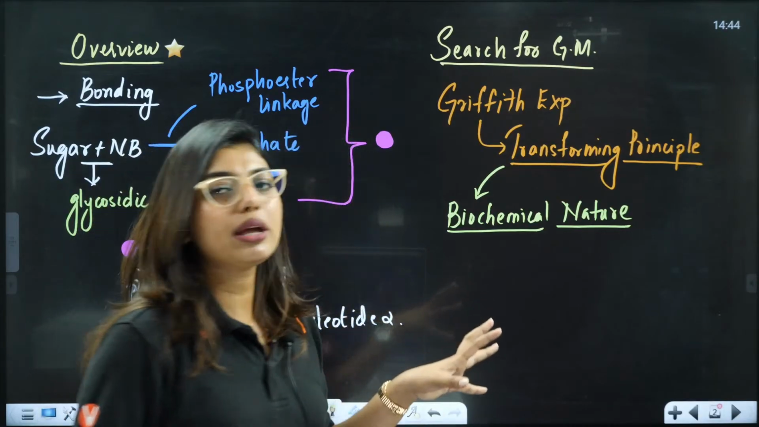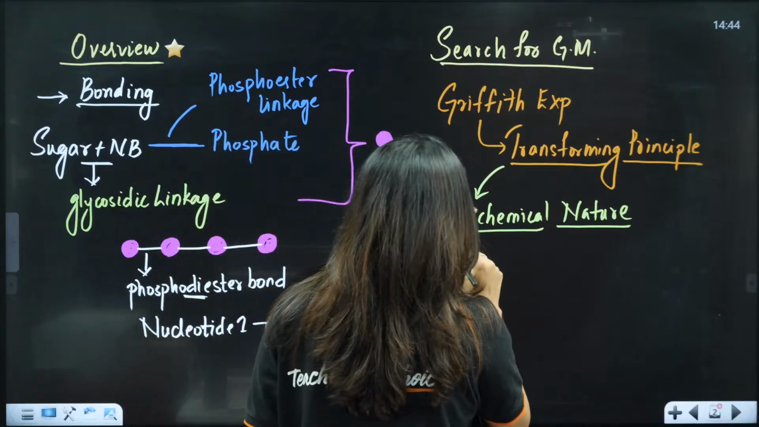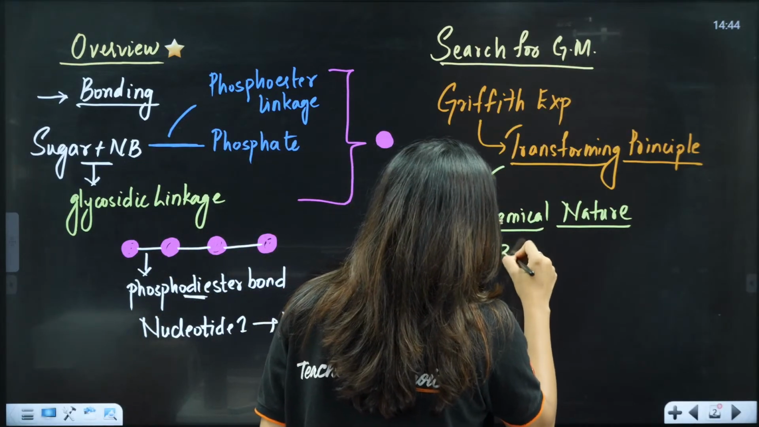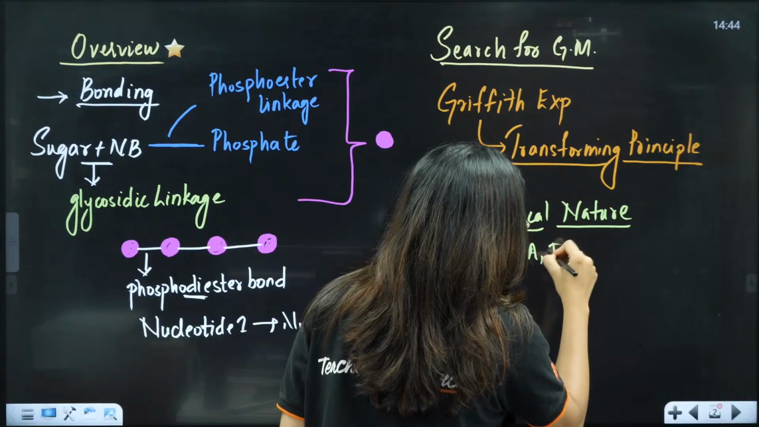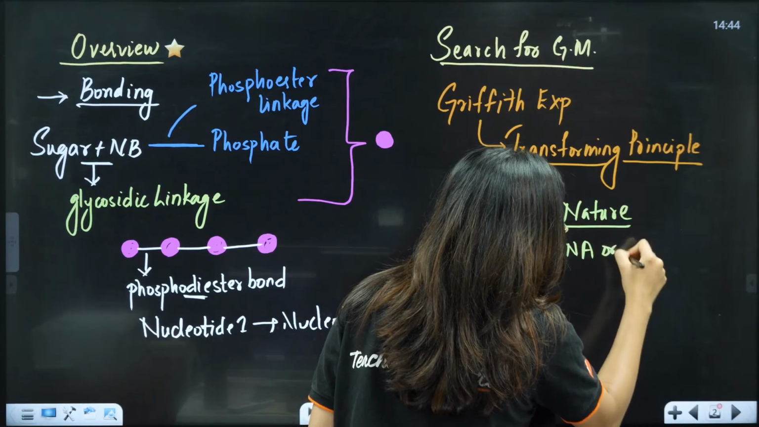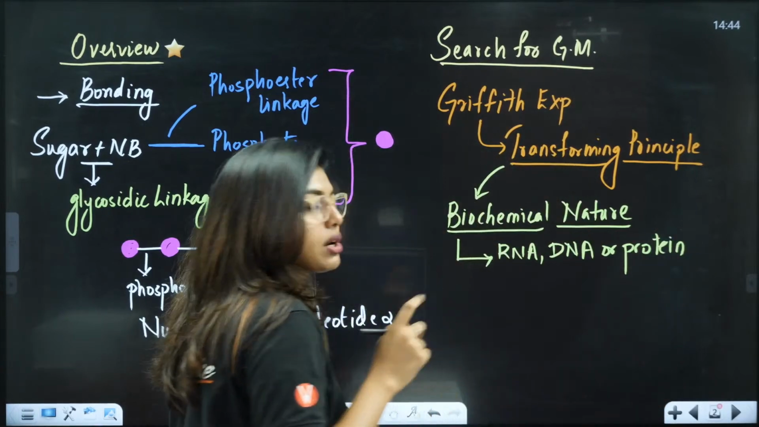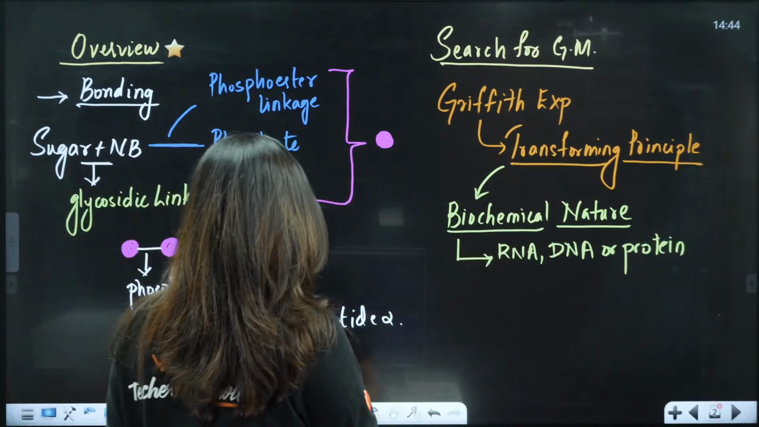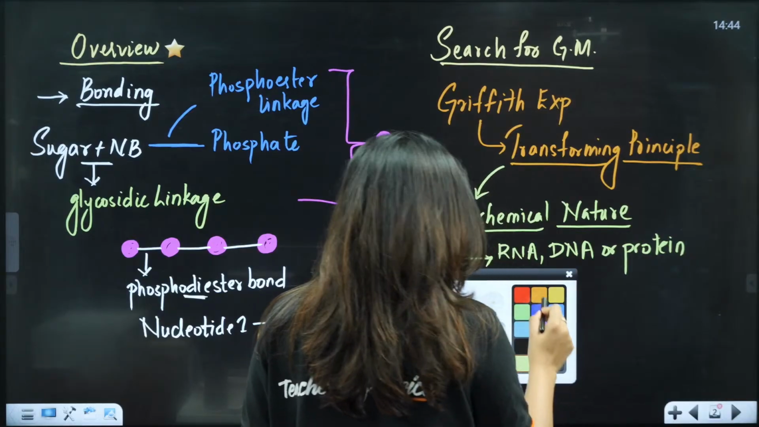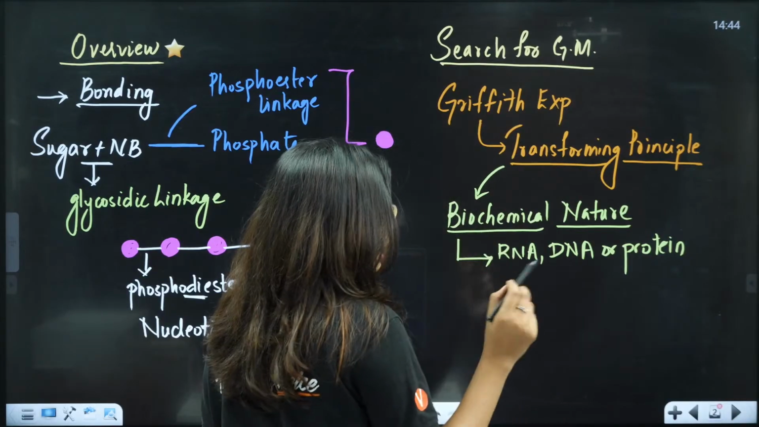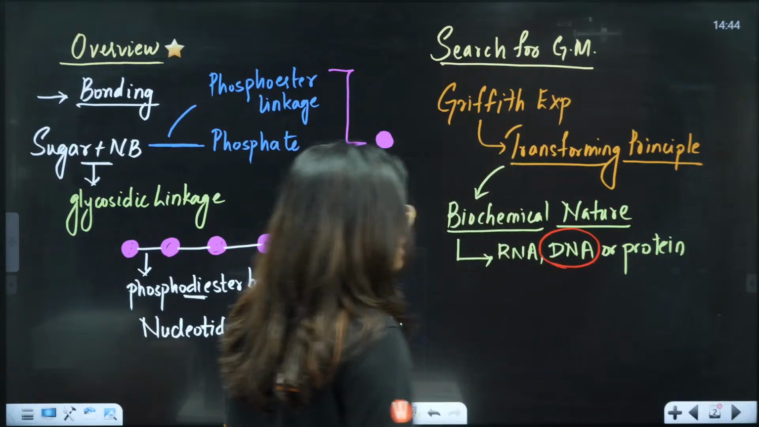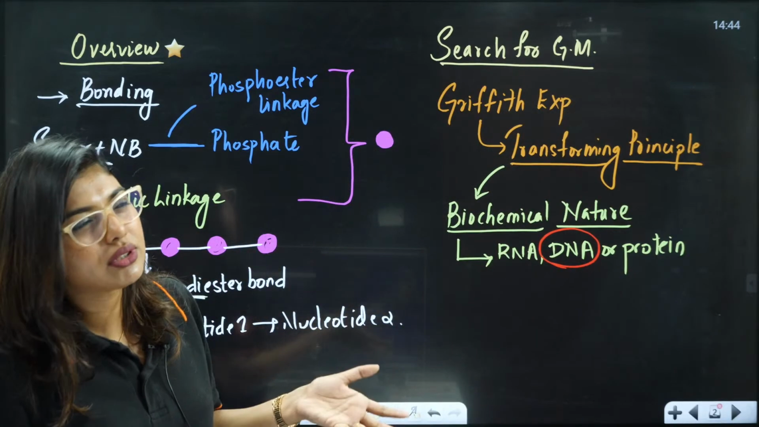Okay, so biochemical nature, what happens, students? Here he tried to find out: is RNA the transforming principle, is it DNA, or is it protein? They wanted to know which of these was the genetic material, and they concluded that DNA is the genetic material, but no one was happy with that.